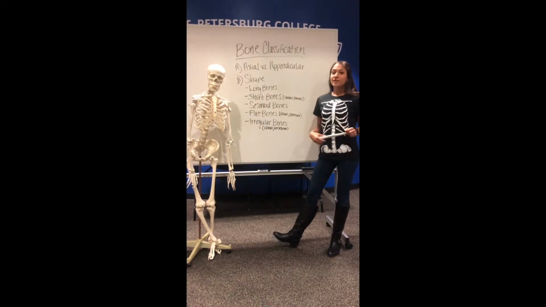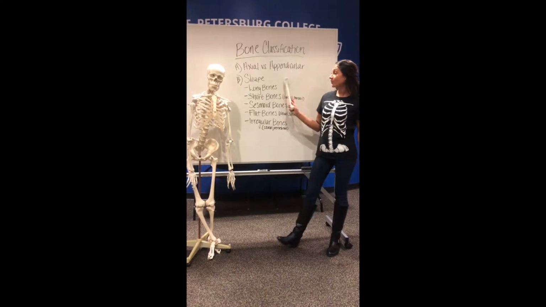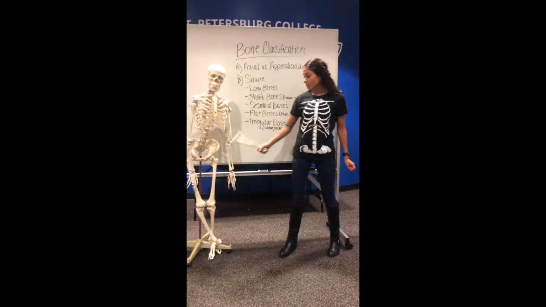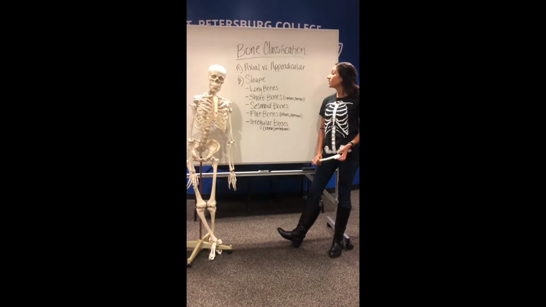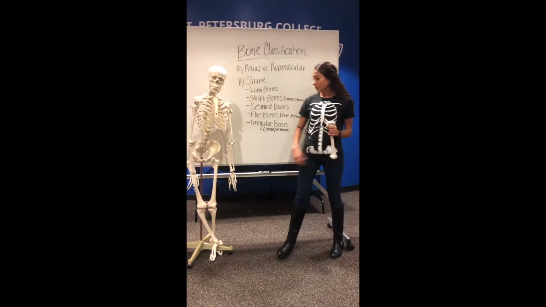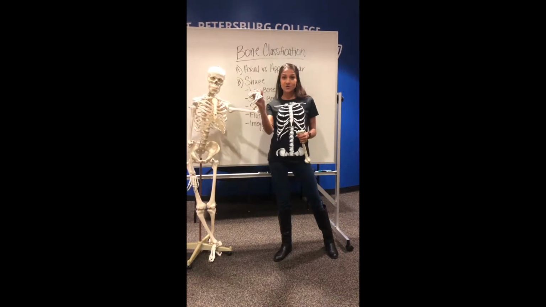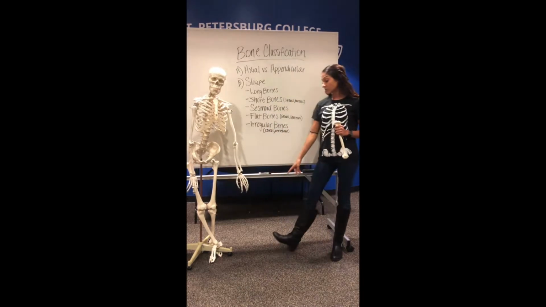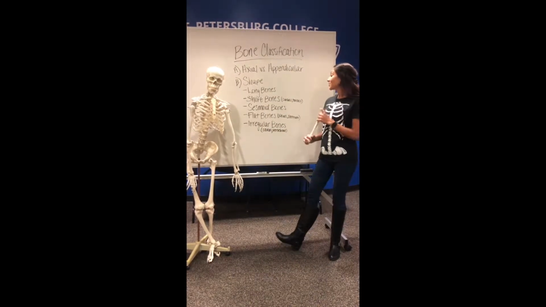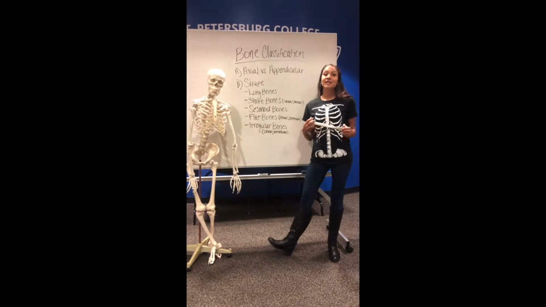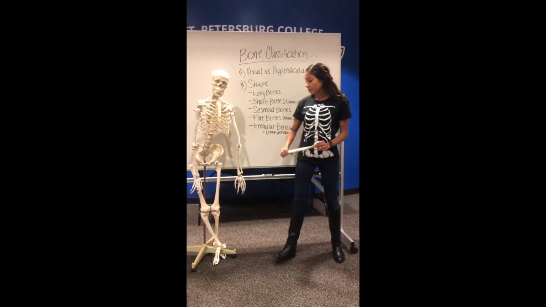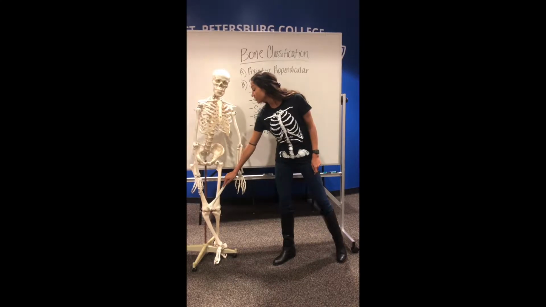You can also classify them by shape. We have long bones, which are bones that are longer than they are wide, your femur and your tibia. We have short bones, which are your carpals, your wrist bones, and tarsals, which are in your ankle. And we also have sesamoid bones, which are bones that are shaped like sesame seeds. For example, your patella, down here.